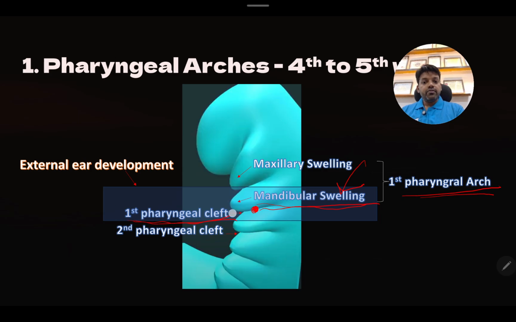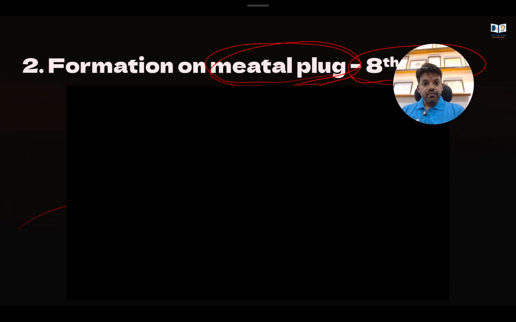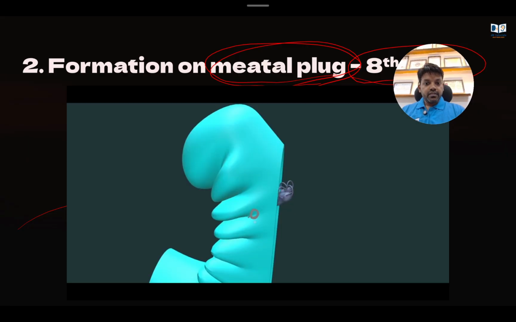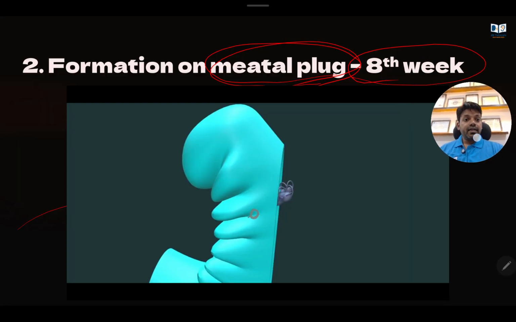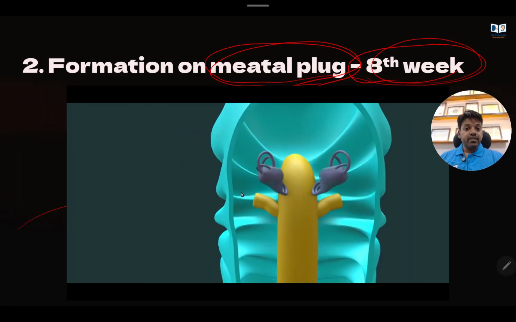And we already know the first pharyngeal cleft. Cleft is nothing but the depressions between the arches. Now here, I am highlighting in red color, this depression will create a meatal plug inside. Again, I'll play the video. See, this depression inside will extend into a meatal plug by the 8th week.